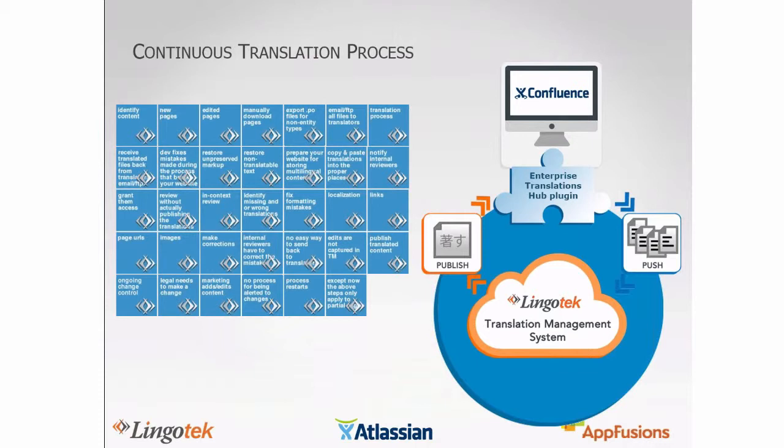And you'll see that this is a continuous translation process. And what that means is that as content is added to your Confluence site or modified, those adds and changes are automatically pushed back up to the Lingotek cloud where they can be routed through the translation workflow that you've chosen and then published back to your Confluence website. So there's an ongoing continuous translation process which complements your continuous editorial and publication workflows that you use internally.